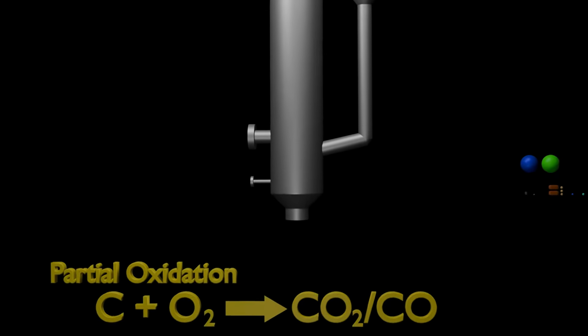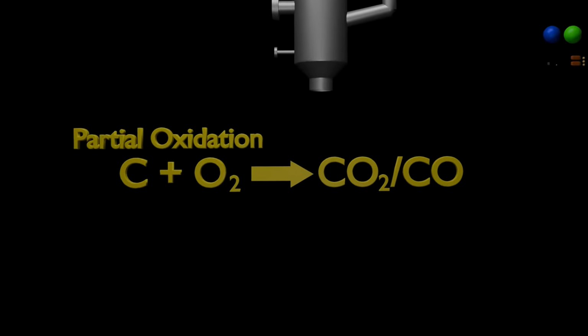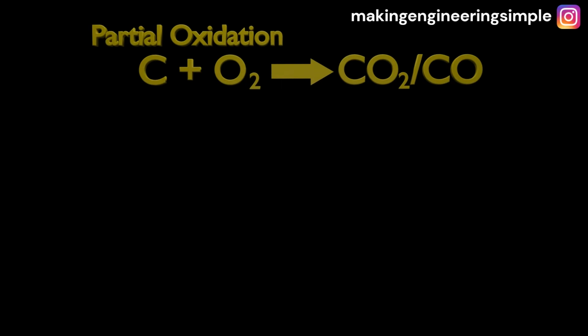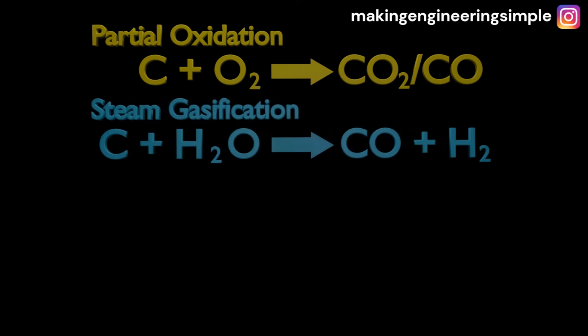The first key reaction in gasification is partial oxidation. Here, solid carbon reacts with a limited amount of oxygen. Because there isn't enough oxygen for full combustion, the carbon doesn't just form carbon dioxide, it also forms carbon monoxide. This reaction is exothermic, meaning it releases heat, and that heat is crucial because it drives all the other gasification reactions inside the reactor.